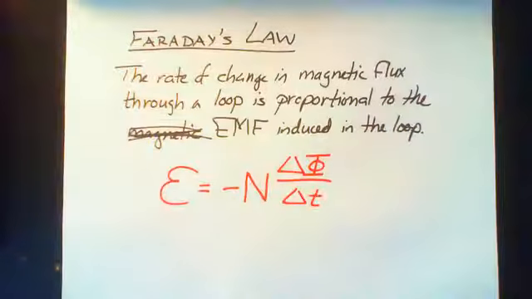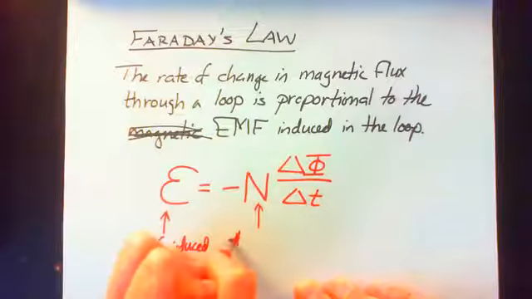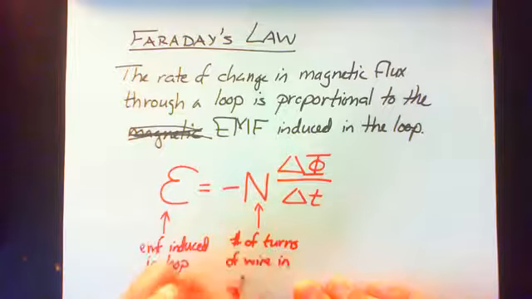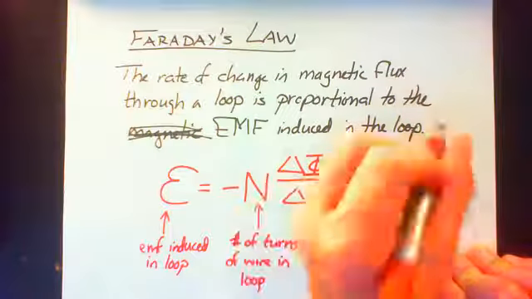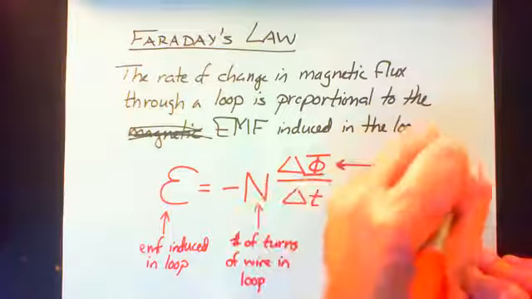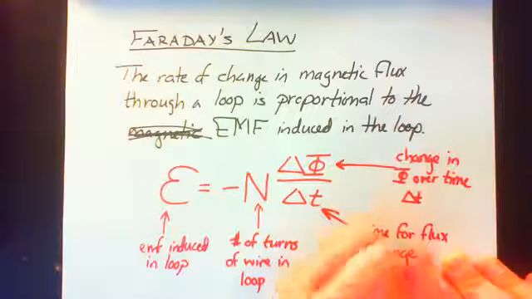So in this case, the EMF is the EMF induced in the loop. N is the number of turns of wire, the number of loops of wire in the coil. Delta phi is the change in the magnetic flux, and delta t is the time that it takes for the magnetic flux to change that amount.